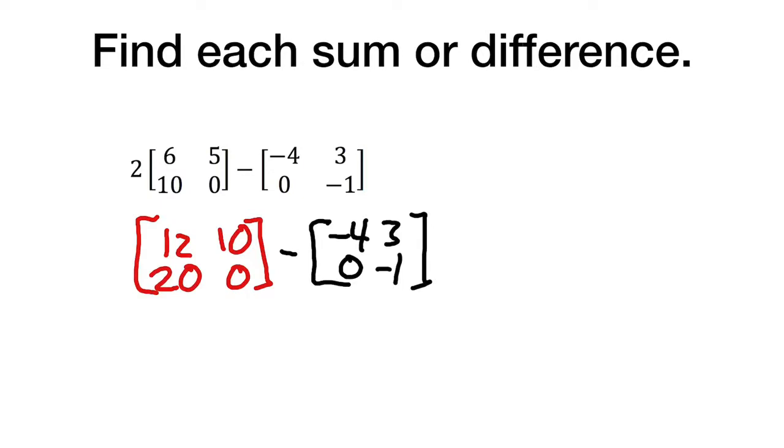So 12 minus -4 actually becomes positive 16, because remember, when you subtract a negative, it becomes positive. 10 minus 3 is 7, 20 minus 0 is 20, and 0 minus -1 becomes positive 1.